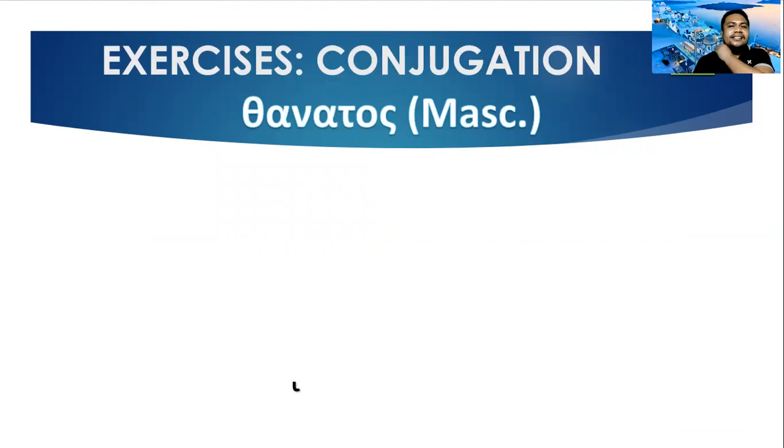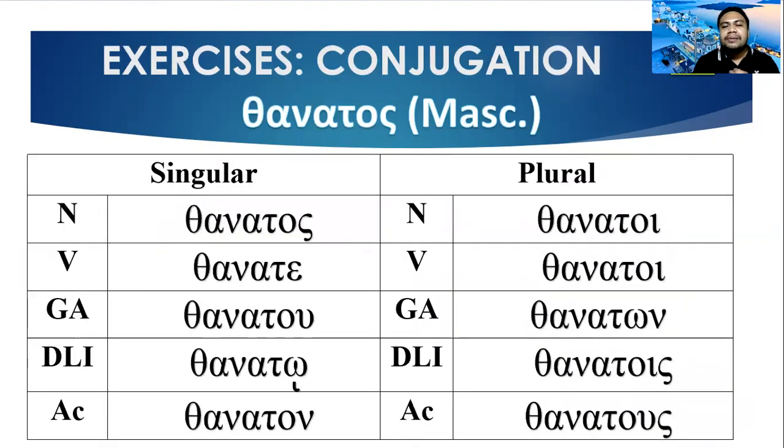Let's have exercises as we conjugate. Let's take an example of a masculine noun, the word thanatos, which means death. So for the nominative, we'll follow the NV order. As you can see, NV, nominative, vocative, genitive, ablative, dative, locative, instrumental, and the accusative. So that's our pattern. Do not be confused because in the book it's different, and here we have a very good proportion with the other side. So five in the singular and five also in the plural.